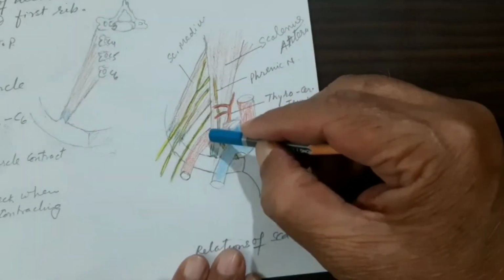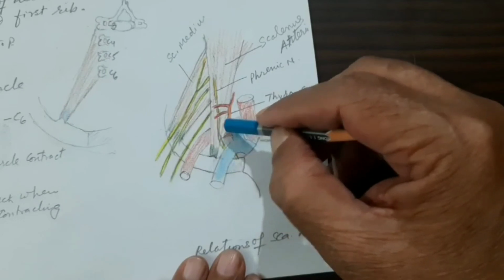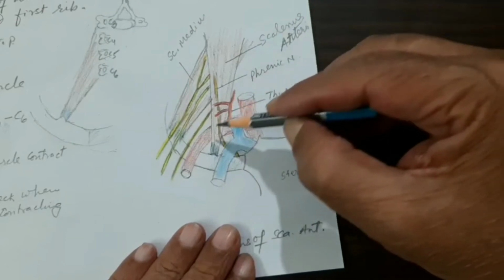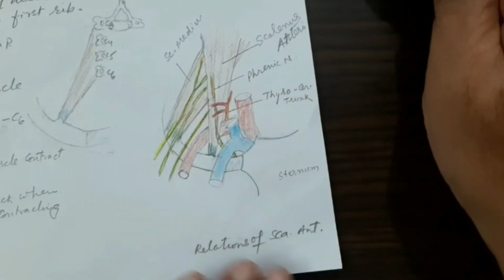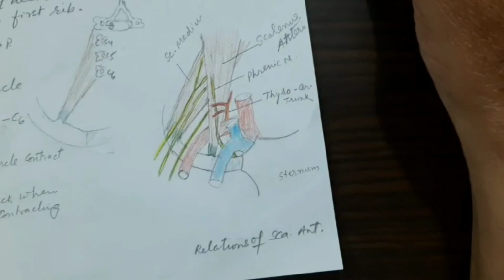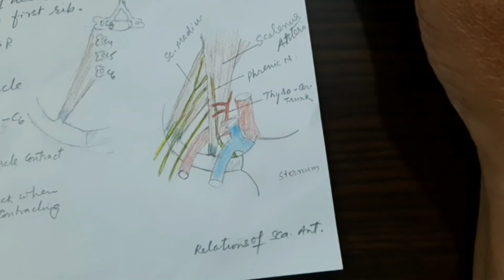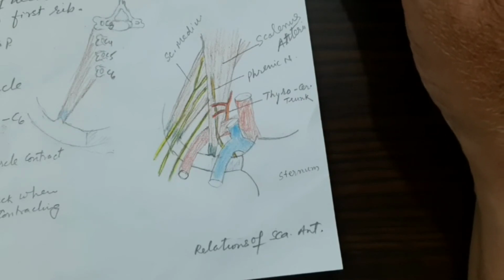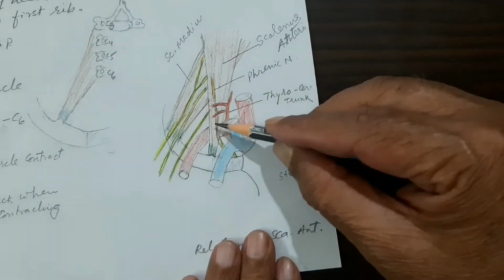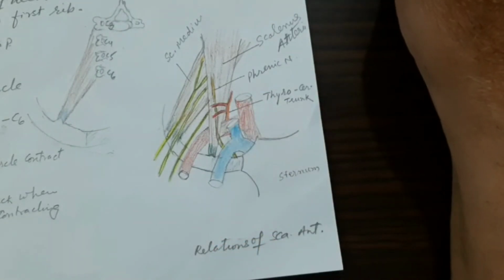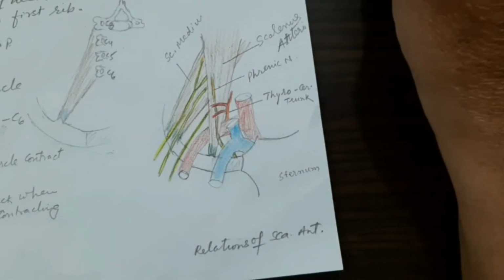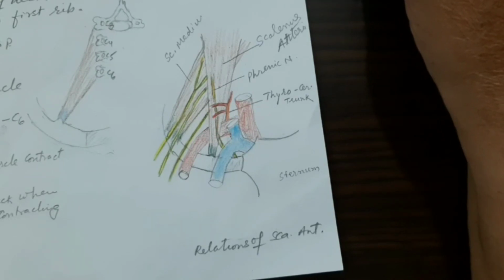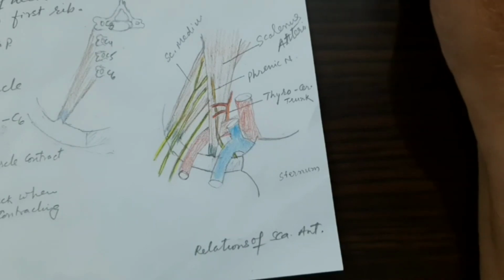Now, lower down, it is also related posteriorly to the second part of the subclavian artery. From the second part, an artery will take origin, which is not shown because it is hidden behind, and that artery is called the costocervical trunk. This was the thyrocervical, and the branch coming out from the second part, which lies posterior to the scalenus anterior, is the costocervical trunk. So, the subclavian artery and its branch, the costocervical.